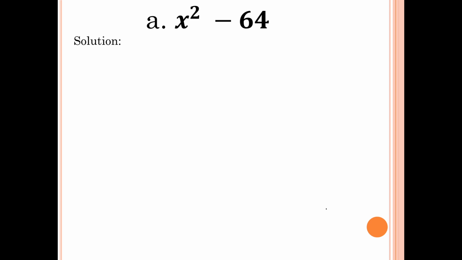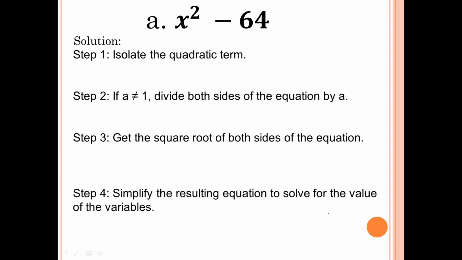So in solving the quadratic equations by extracting the square roots, we have 4 steps. So step 1, isolate the quadratic term. So isolate natin yung with the exponent of 2. So we have x squared equals, then we're going to transfer or transpose the negative 64. No? So we have equals positive 64.